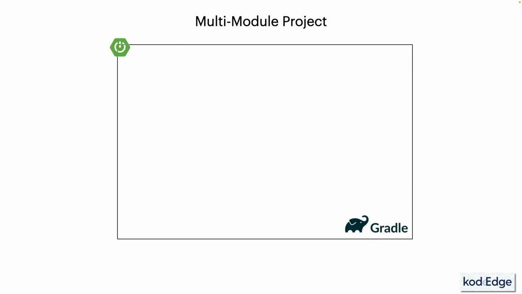Now let's break down the modules in our project. We will be developing a Spring Boot project using Gradle as a build system. The first module will be the domain module. The domain module will contain all business logic and all other modules will be dependent on this domain module.